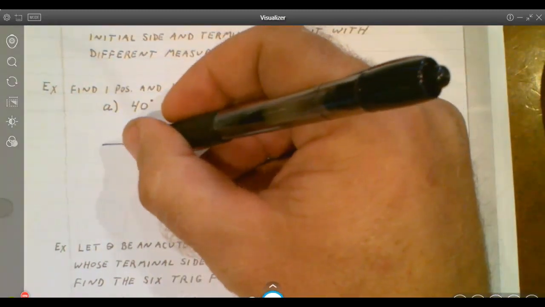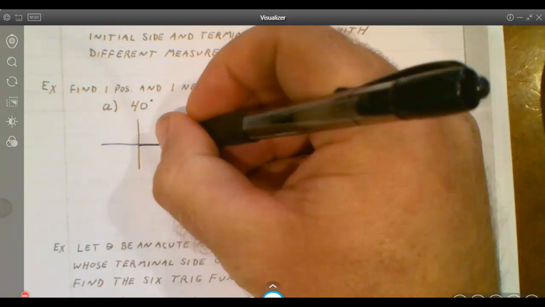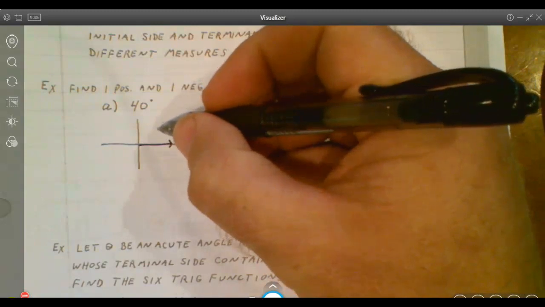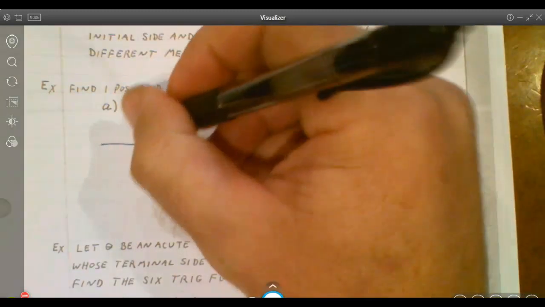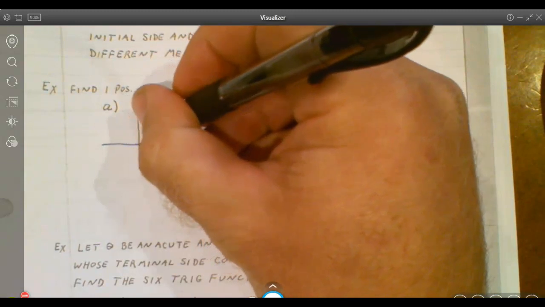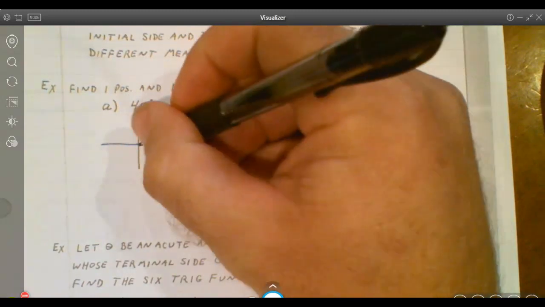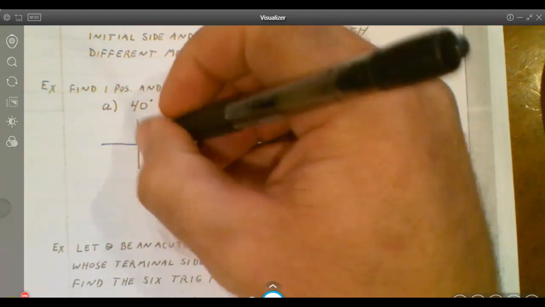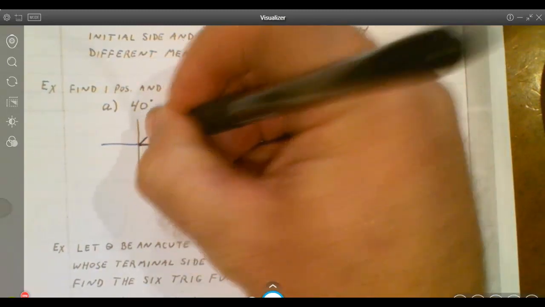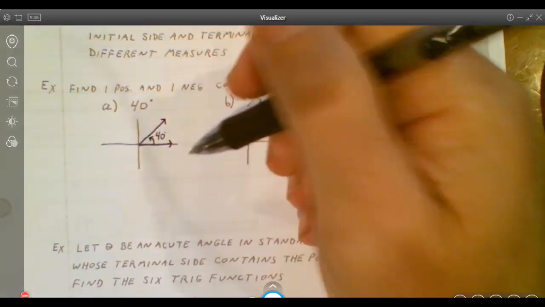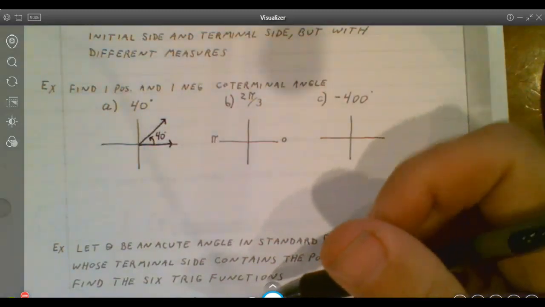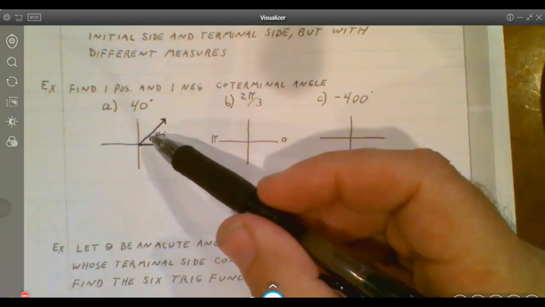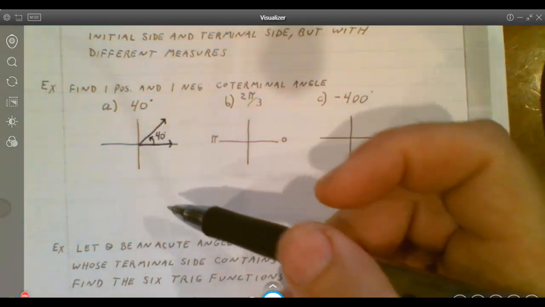So in standard position, we start on the x-axis and we rotate counterclockwise. So if I want to rotate about 40 degrees, I know it would look something like this. And so I'm rotating right here at 40 degrees. So that's my initial angle. If I want a coterminal angle, that means I need to start here, I need to end here, but it can't be 40 degrees. So how do we do that?